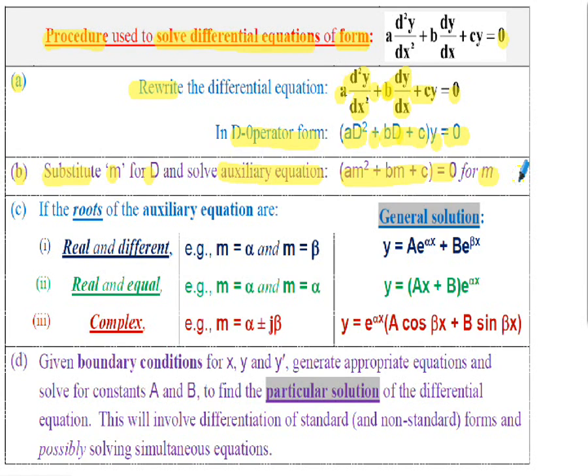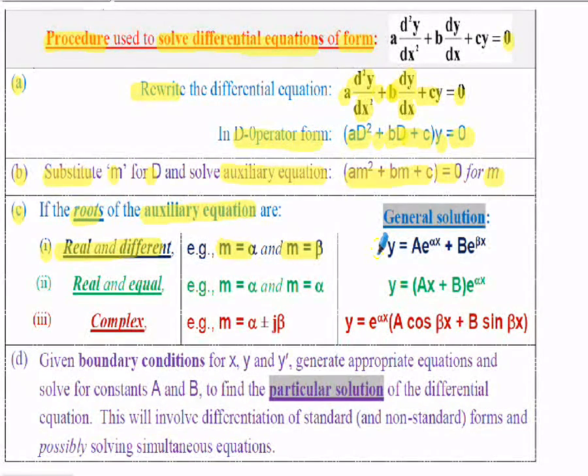We may be able to use factorization at this stage, or we may have to use the quadratic formula. In the third step of the process, the roots of the auxiliary equation will form the type of general solution. Firstly, if the roots are real and different, so m is equal to alpha and m is equal to beta, for example, our general solution will be of the form y is equal to A e to the alpha x plus B e to the beta x.